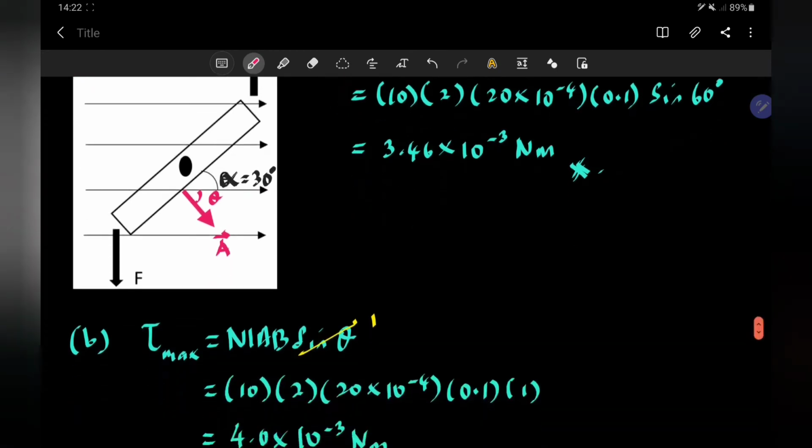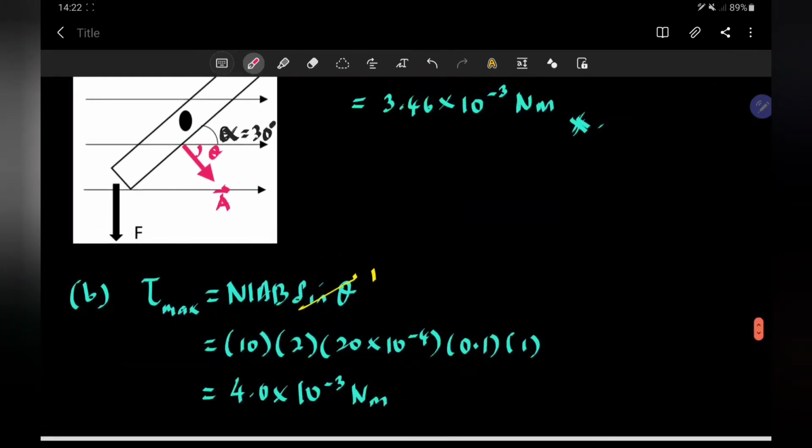And they ask you to find the maximum torque. So remember, for any maximum torque, the value of sin theta should be maximum. So sin theta is just between 0 and 1. The maximum value is equal to 1, which is sin 90, isn't it? Okay, so by substituting sin theta equals 1, and then we just substitute N, I, A, and B given before, then you will get the maximum torque, which is 4.0 × 10^-3 Newton meters.